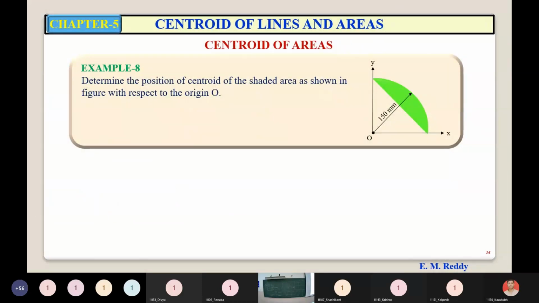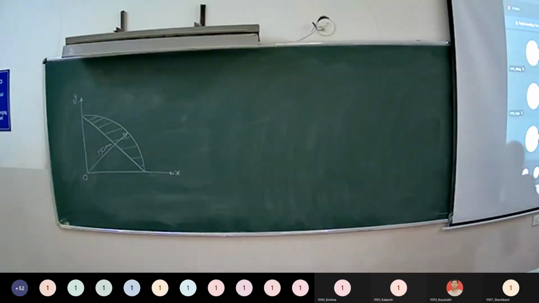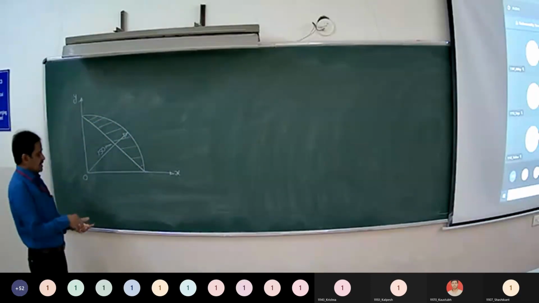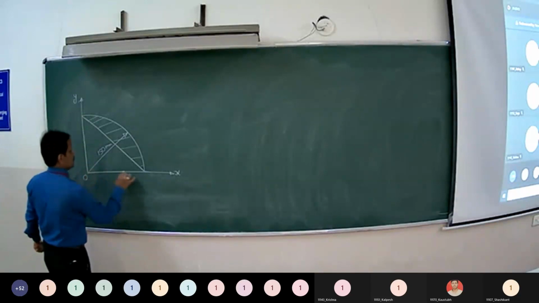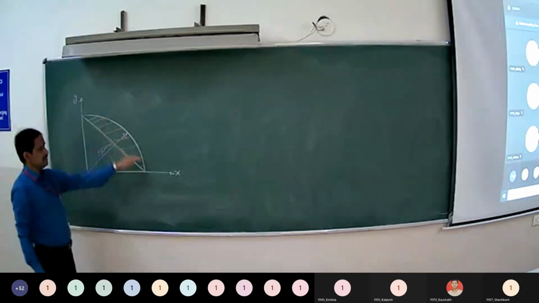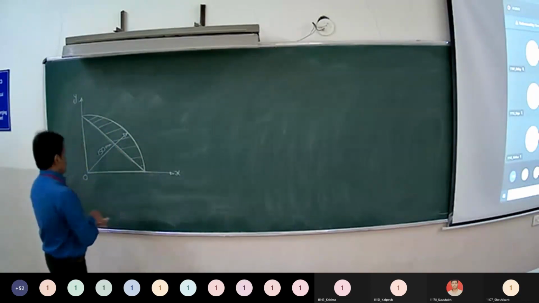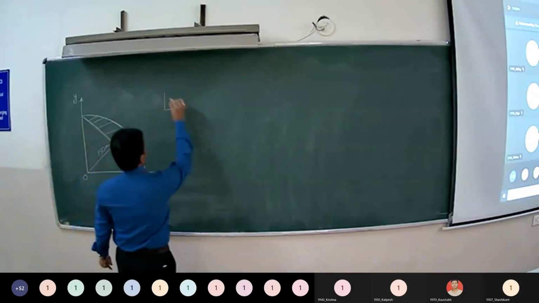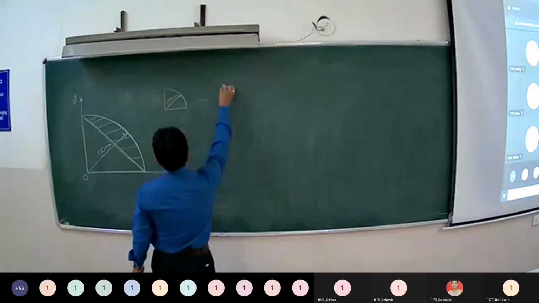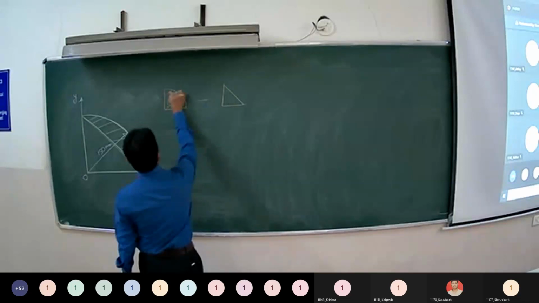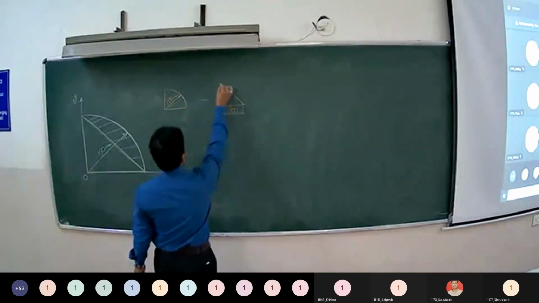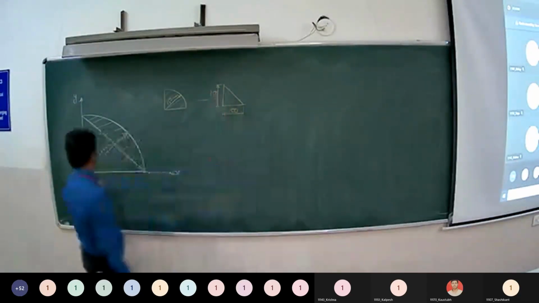Please note example number 8. You have to look at the centroid of the shaded portion only. Here you can divide this into two parts: one is the whole quarter circle, minus this right angle triangle, so that you will get this as the remainder. So, a quarter circle of radius 150 millimeters minus a right angle triangle. What are the dimensions of this right angle triangle? Base is 150, height is also 150, right? 150 and 150.